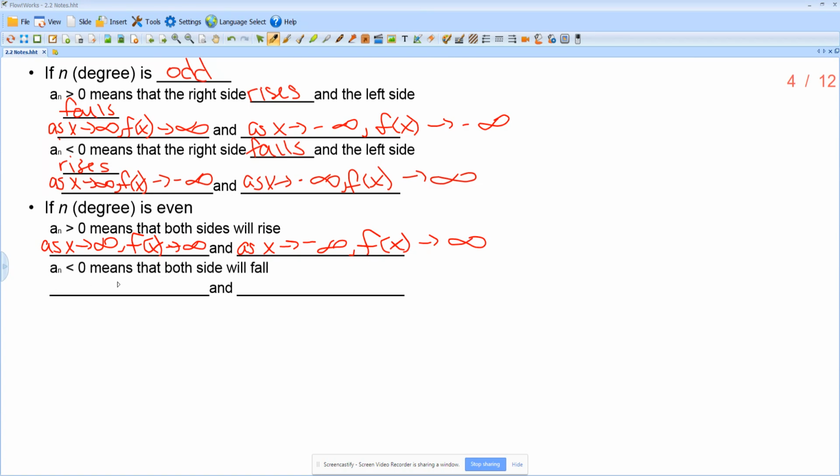If the leading coefficient is negative, however, that means that both sides will fall. So as x goes to negative infinity, f of x goes to negative infinity. And as x goes to infinity, f of x goes to negative infinity. I sort of switched these ones, but the order of these doesn't matter. It's just saying that both of these things happen. But here again, when I'm reading this, as x goes to negative infinity, that's saying as I move towards negative infinity on the x-axis, the function is going towards negative infinity. So it's getting infinitely lower.